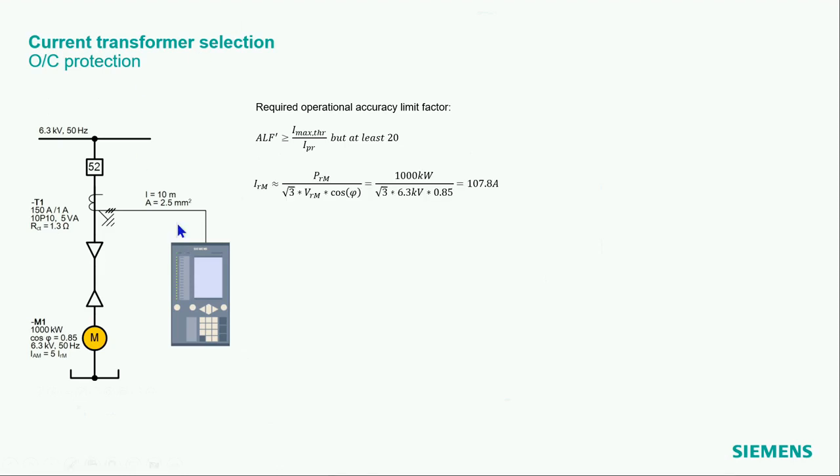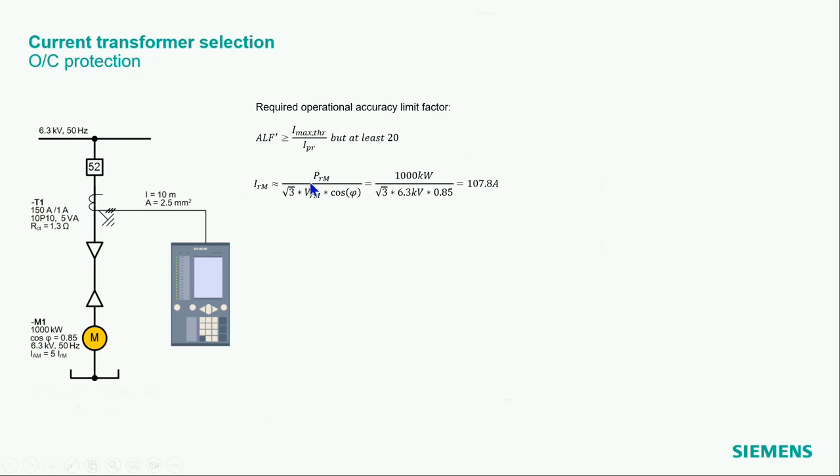Therefore, we must think, what is this maximum threshold? If you remember, we said this high set element, we set over the maximum starting current, this transient starting current, with a certain margin. And to get this, either you find it during the commissioning, you start up the motor, and then you see what is the peak value here. Or we calculate it from the nominal current of the motor.